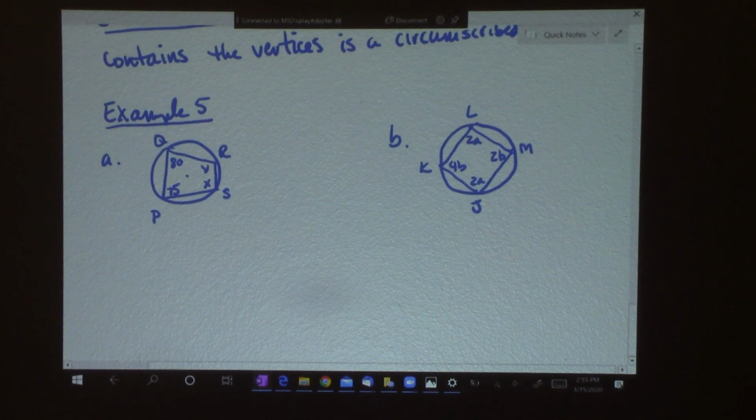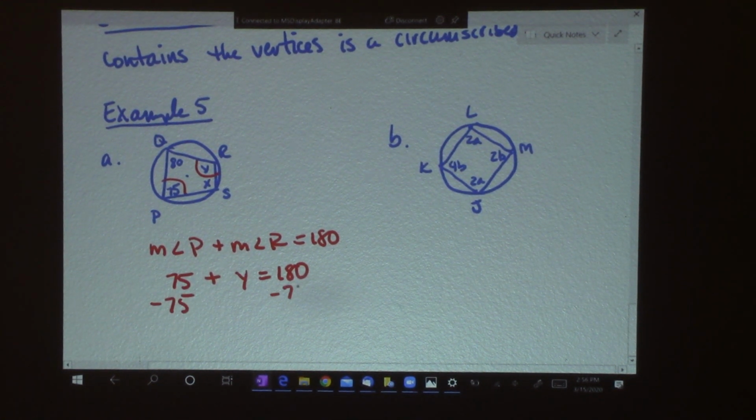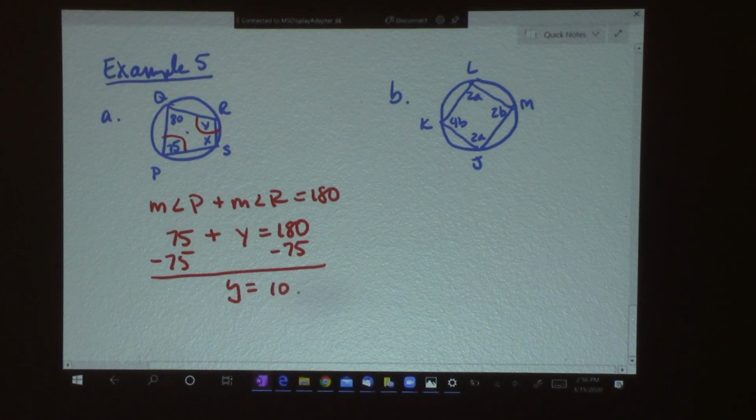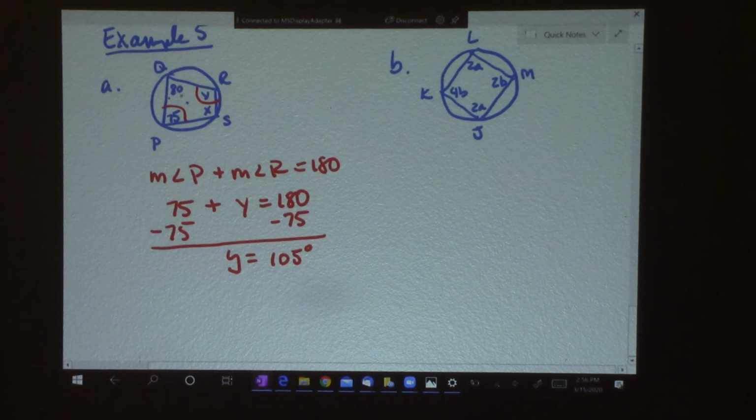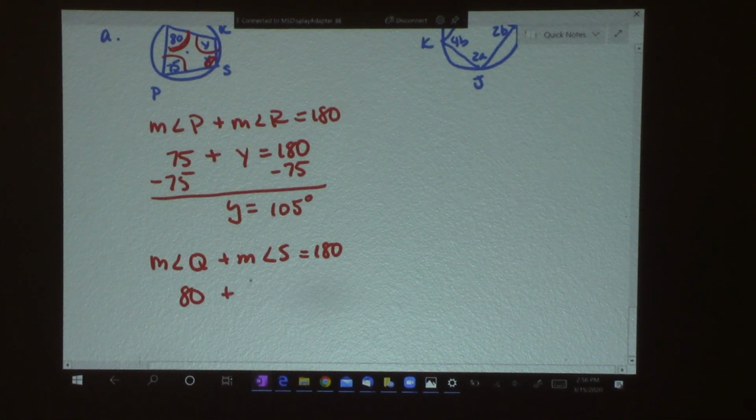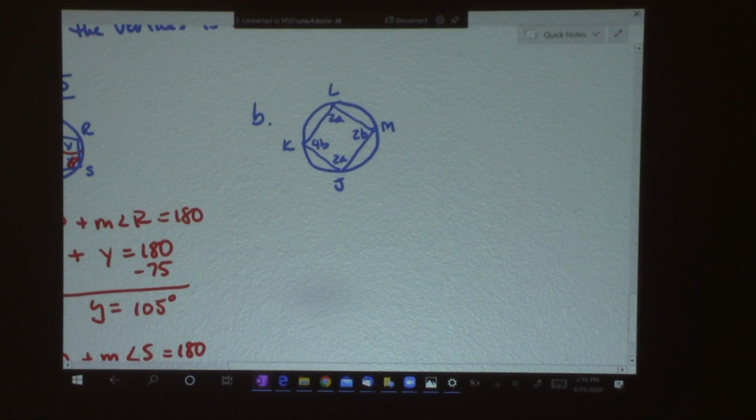Okay, so we've got opposite angles are supplementary. So that means that angle P and angle R are supplementary, so they add up to 180. And angle P is 75 and R is Y. Boy, that's pretty easy, isn't it? Don't you love it when they're easy? And I get Y equals 105. And the other one, Q and S. So the measure of angle Q plus the measure of angle S is 180. So Q is 80, S was X, sorry. So we subtract 80 and X equals 100. Nice and easy.